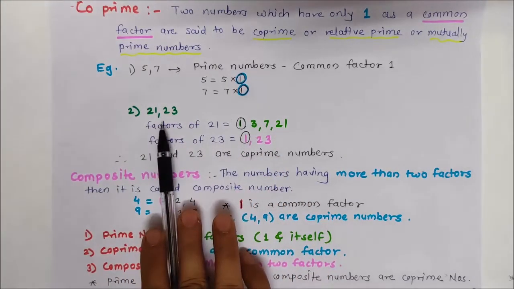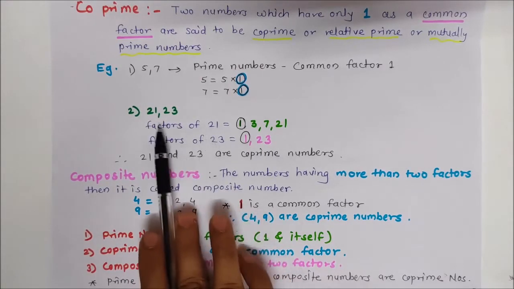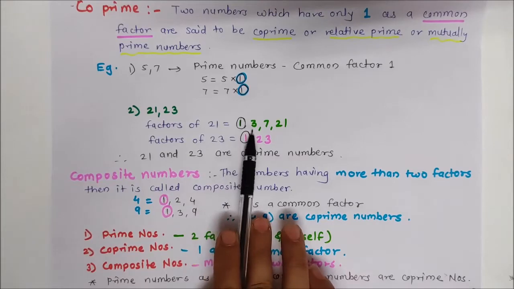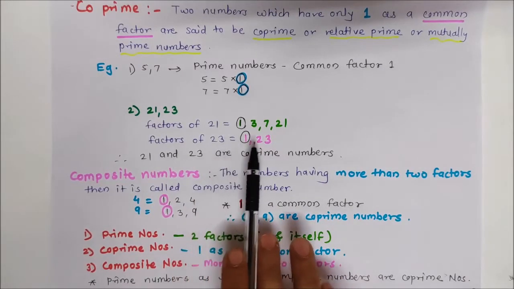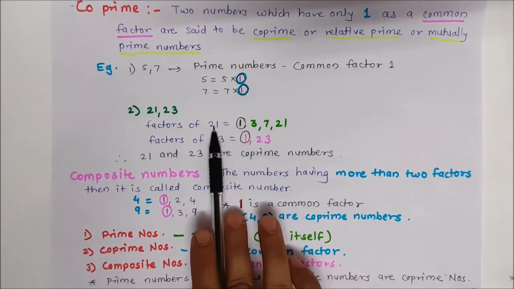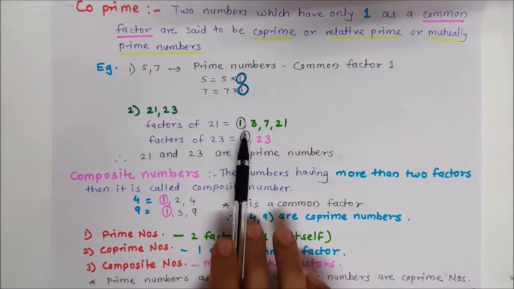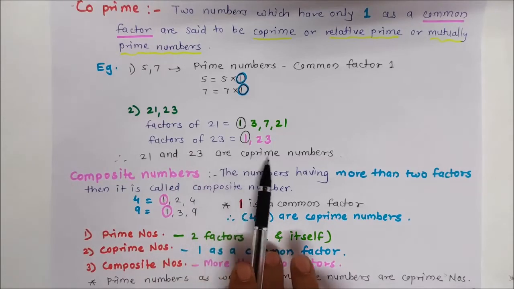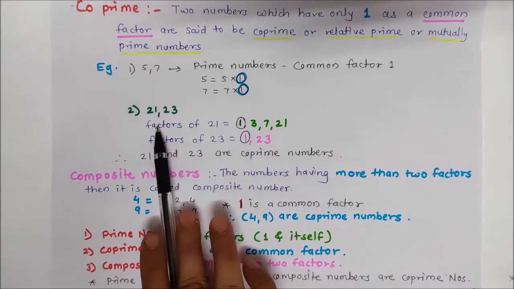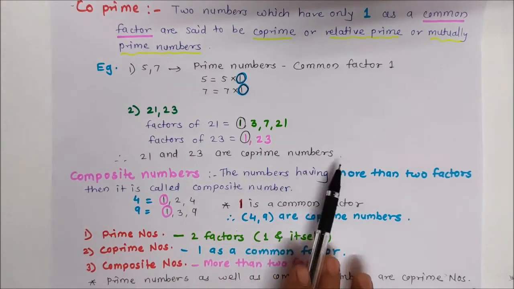The second example is 21 and 23. The factors of 21 are 1, 3, 7 and 21. The factors of 23 are 1 and 23. Between these two, 1 is the common factor. And when 1 is the common factor, then the numbers are called co-prime numbers. That's why 21 and 23 are co-prime numbers.